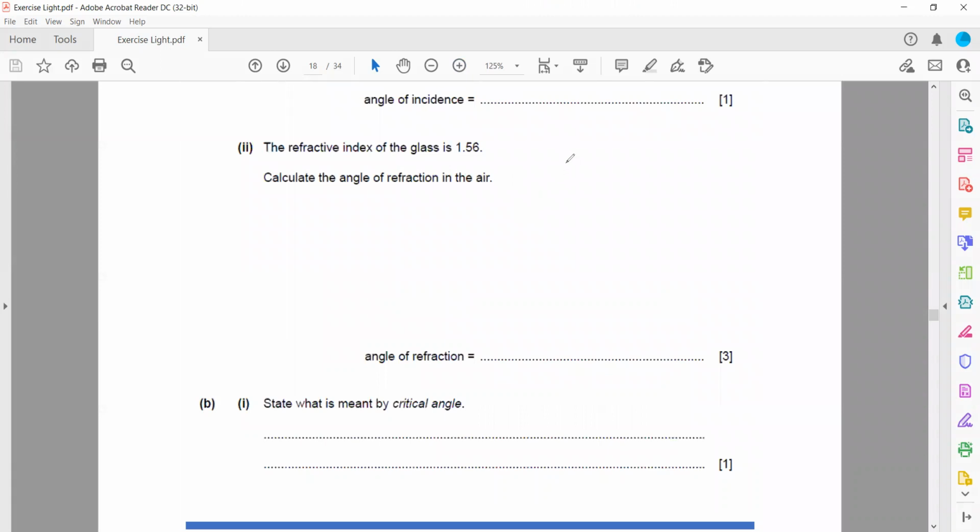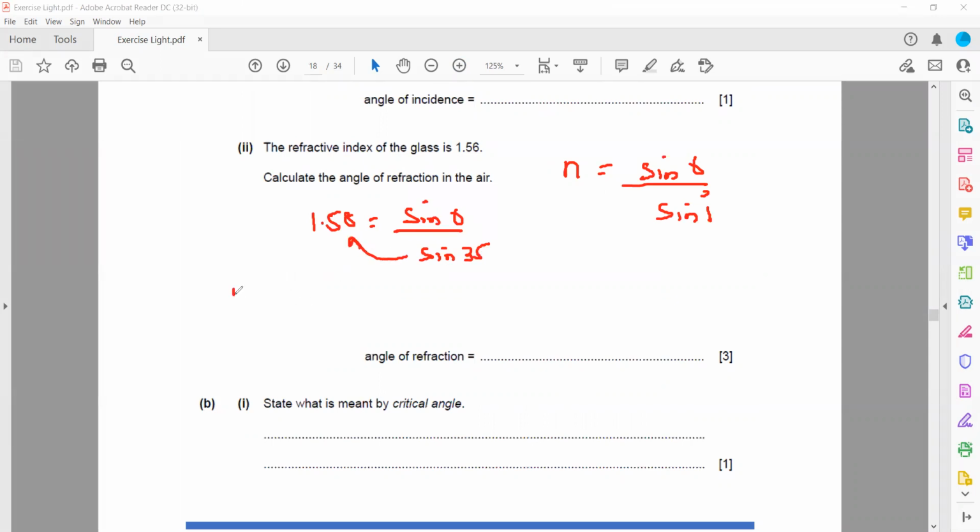As it was traveling from glass to air, the formula is sine r divided by sine i. Refractive index was 1.58. Sine r we don't know. Sine i was 35. So this will be multiplied: 1.58 multiplied by sine 35 will give us sine r.